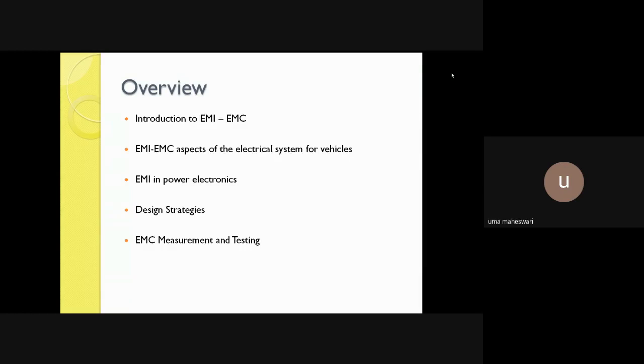So I would like to introduce EMI: an overview of EMI-EMC, and EMI-EMC aspects of electrical systems for vehicles, EMI in power electronics, in power converters or smart grids, design strategies to be followed at the abstract level, and EMI-EMC measurement and testing to be done in the final product. As you are from research and academia, EMI-EMC may not be part of the syllabus, so it may be useful for you to understand how the product development life cycle goes. It can be applied to your research work or project work. I'll start with the basic introduction to EMI-EMC.